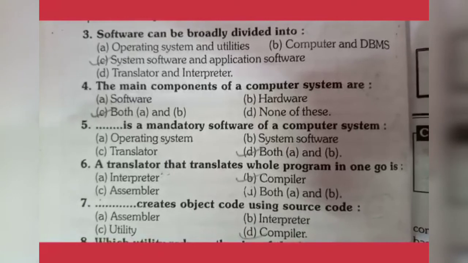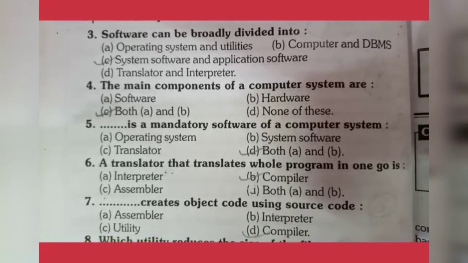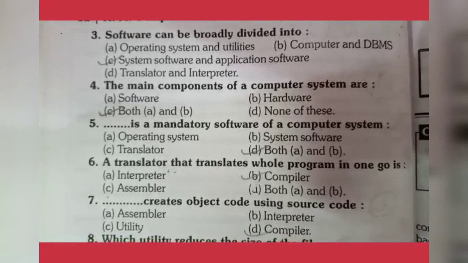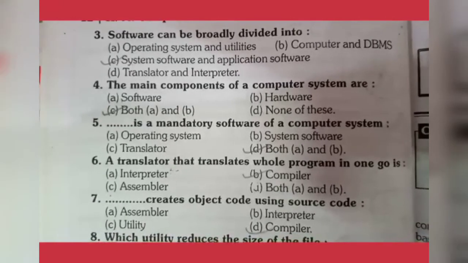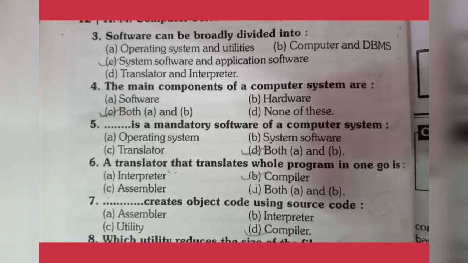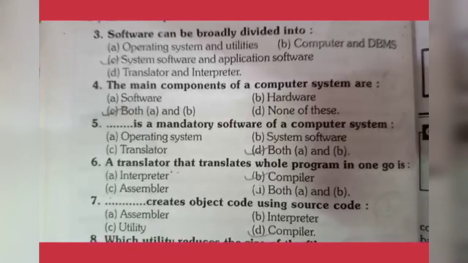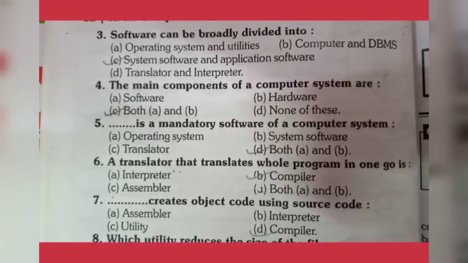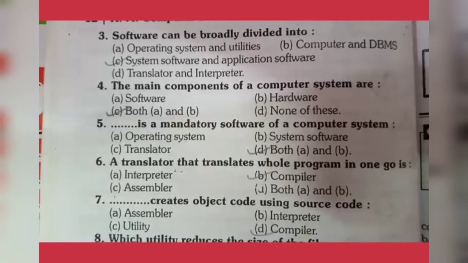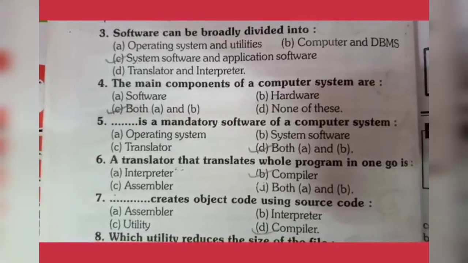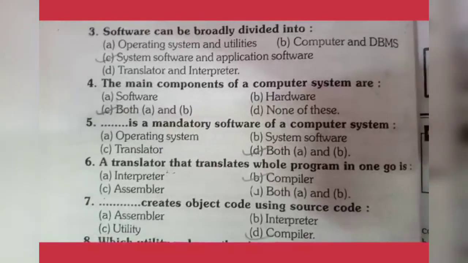Next is software can be broadly divided into system software and application software. The main components of a computer system are software and hardware. So the answer is both A and B. Software and hardware both are the main component of a computer system.